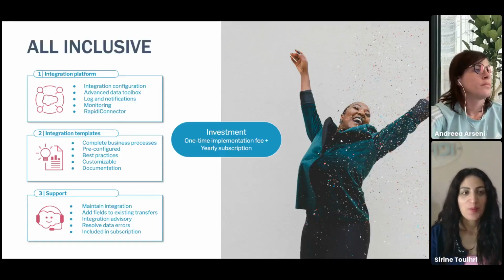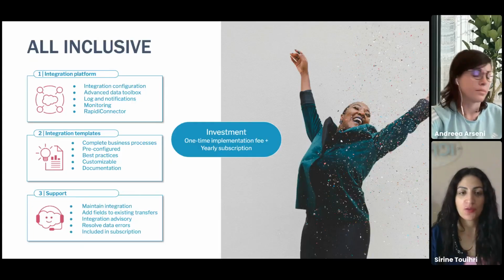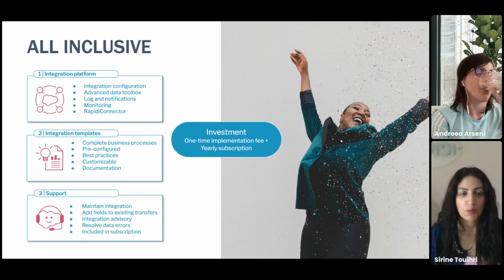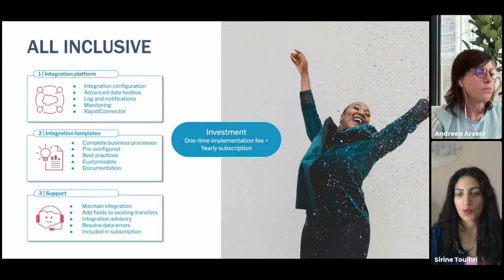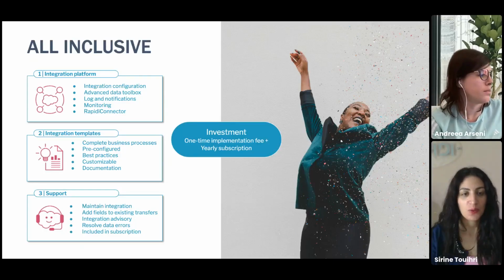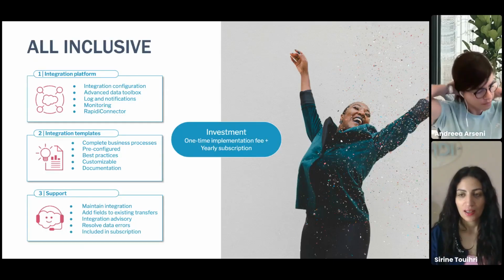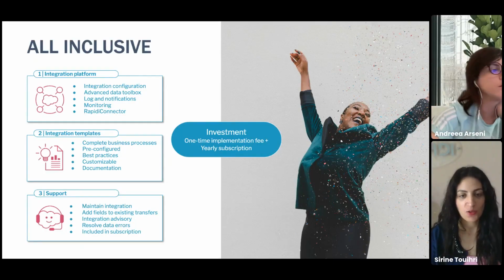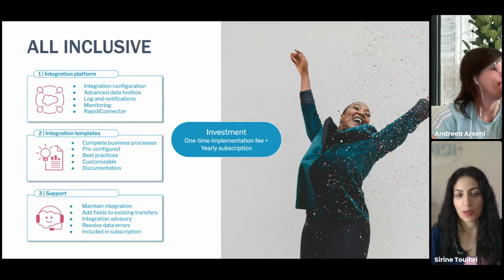So our customers consider Rapidi as an all-inclusive investment model, as it comes with a one-time implementation fee and yearly subscription, including the post-go-live support. So this means that we work with transparency from scratch. We have transparency about the cost of the project, meaning there are no hidden costs or extra costs or maintenance costs that will come later.